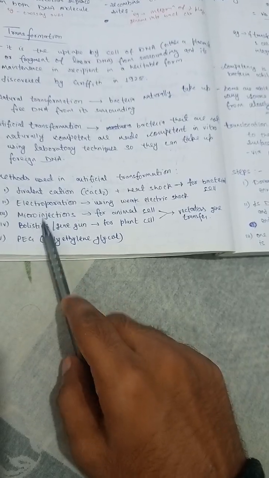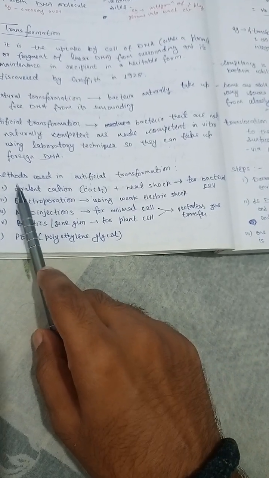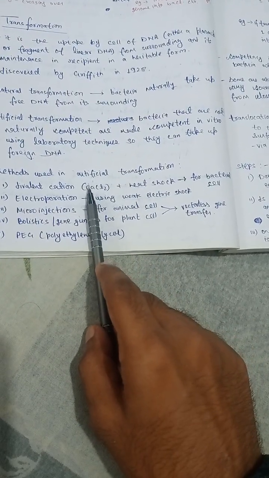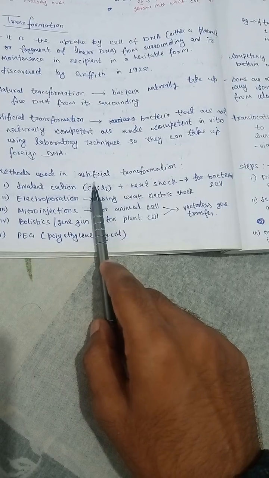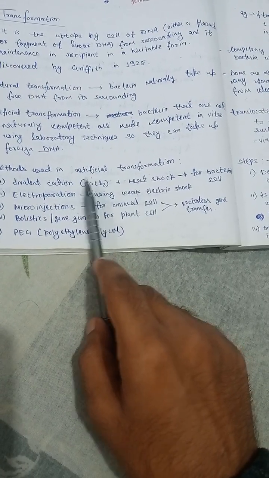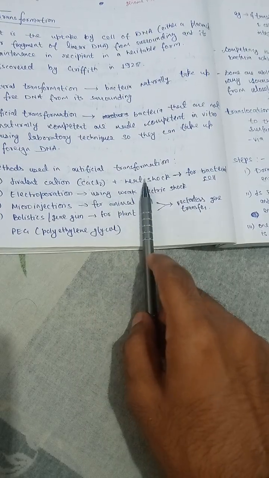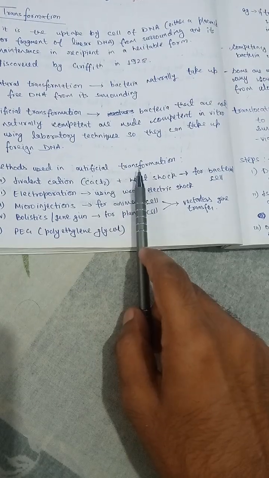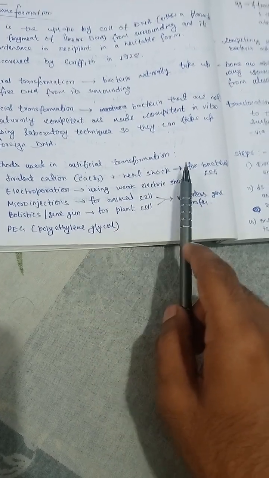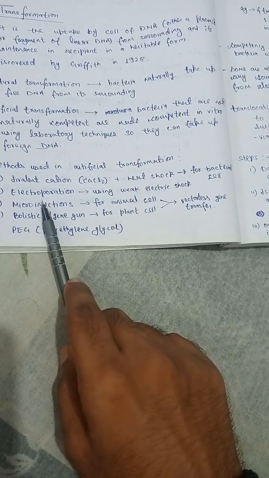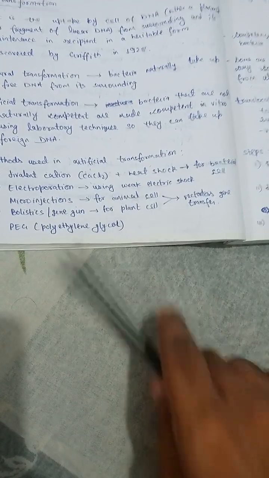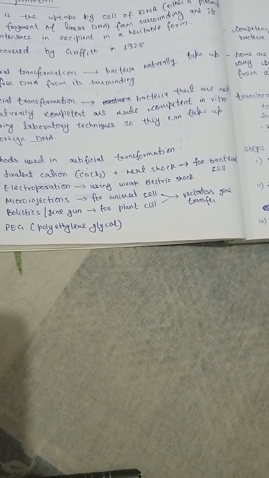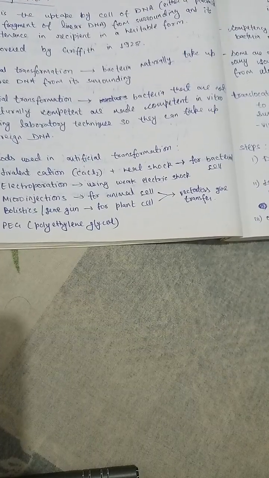So what are the methods used in artificial transformation? First is using a divalent cation along with heat shock. For example, calcium has a valency of +2, so it is a divalent cation. Using a divalent cation along with heat shock is one of the methods used in artificial transformation. It is suitable for bacterial cells. Next is electroporation, in which we use weak electric fields. This creates pores in the bacterial cell envelope, and through these pores the DNA enters the cell.